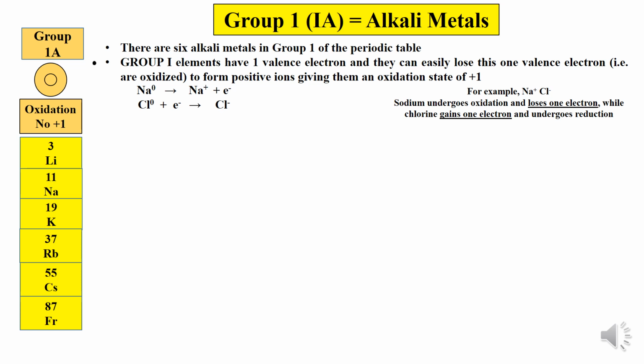For example, formation of sodium chloride. Now, during the formation of the table salt sodium chloride, sodium undergoes oxidation and loses one electron, which you can see in the reaction, while chlorine gains one electron and undergoes reduction, resulting in formation of chloride ion. So this is how sodium chloride is formed from sodium and chlorine gas.